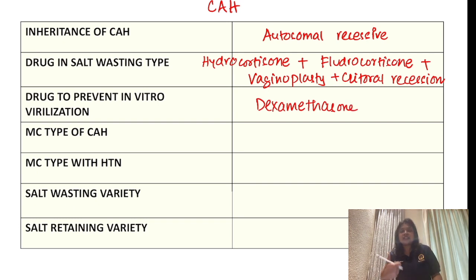We are using it for antenatal steroids. We are using it for maternal SLE for prophylaxis of congenital heart block, and the third is for preventing in utero virilization in congenital adrenal hyperplasia. So first question is what drug you give? The answer is dexamethasone. Why do you give? To prevent in utero virilization. When do you give? As soon as possible, or rather you should say that as soon as pregnancy is confirmed.